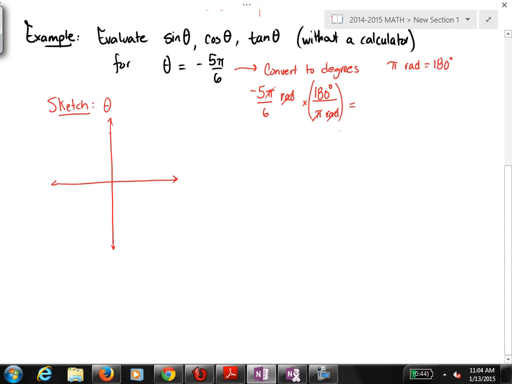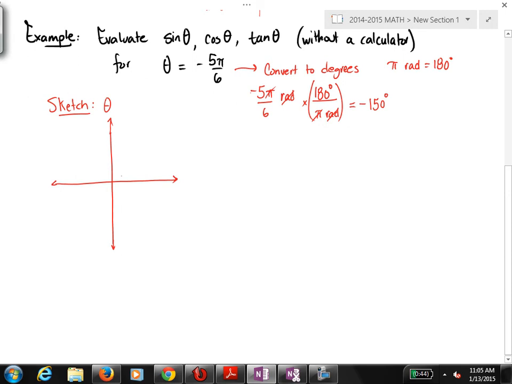Now this one is supposed to be done without a calculator, so you might want to get used to doing these calculations without a calculator. While negative 5 times 180 will give you a large number, I would instead do 180 divided by 6 first. What's 180 divided by 6? 30. 30 times negative 5 is what? So negative 150 degrees is the answer right here. And it's a lot easier to sketch negative 150 than it was the negative 5 pi over 6.